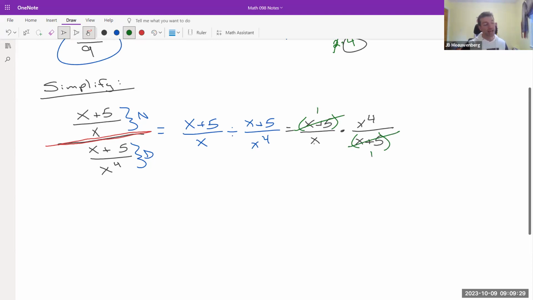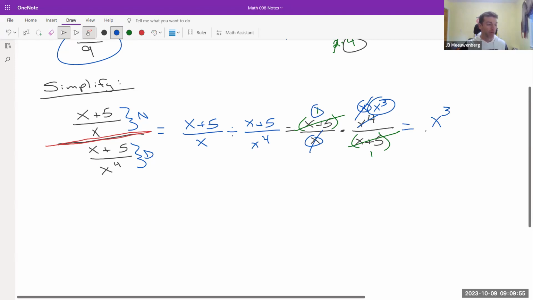The other thing I noticed is that I have an x and an x to the 4th. I'm going to think about that x to the 4th as x times x to the 3rd, so that this x and this x can cancel. And notice all we have left here, 1 times x to the 3rd, and on the bottom, 1 times 1, which is just 1. And so we know then that we're done. That's it. It's just going to be x to the 3rd.